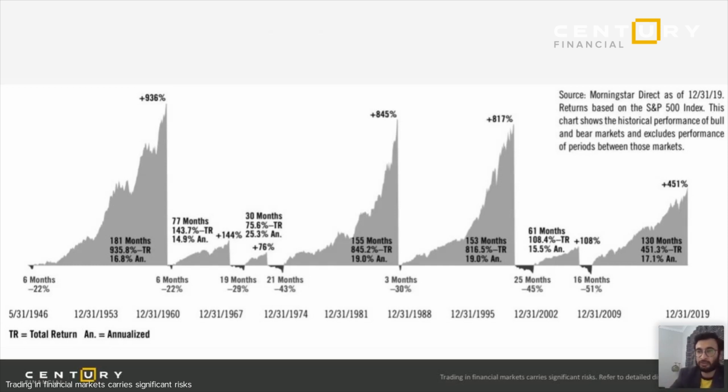Historically, most of the time you will experience a bear market, okay? But there is always a chance that the recovery happens, and if you see the numbers and the percentage growth also, the recovery is higher.